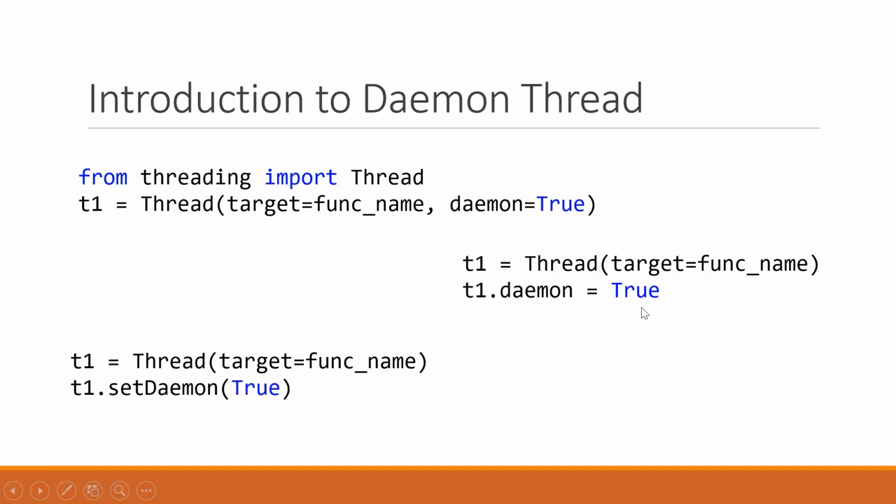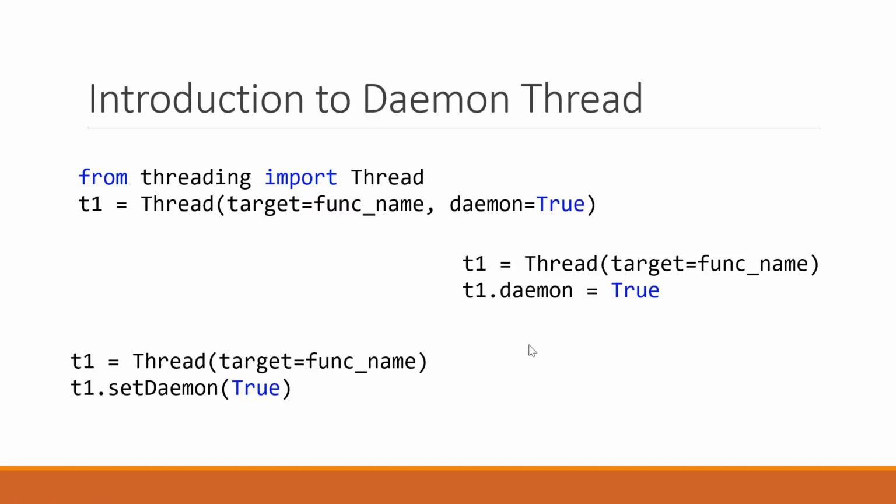Another method is to define a thread, for example t1, and then specify the value for daemon, which is an attribute of t1, as true. And one more method in Python is using the setDaemon method. Once we define a thread, for example t1, with t1 we can use the setDaemon method and set its value to true by passing the true value with it.